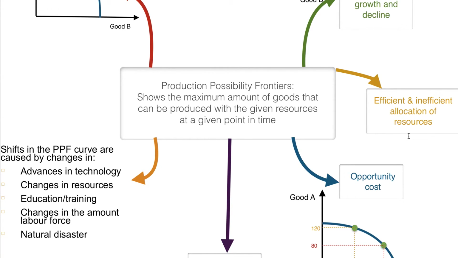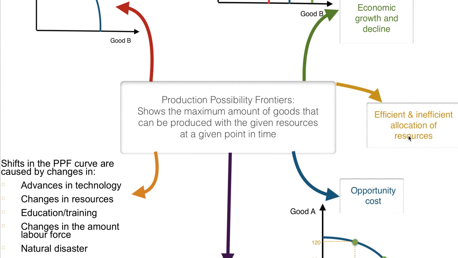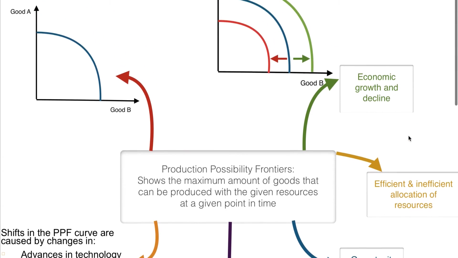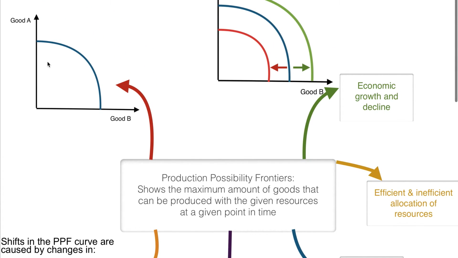This microeconomics video is going to be looking at production possibility frontiers, also known as PPFs. So what are they? Well, the PPF is a curve showing the maximum combination of goods or services that can be produced in a given period with the available resources. So this is what the PPF looks like here, and that curve there is the PPF.